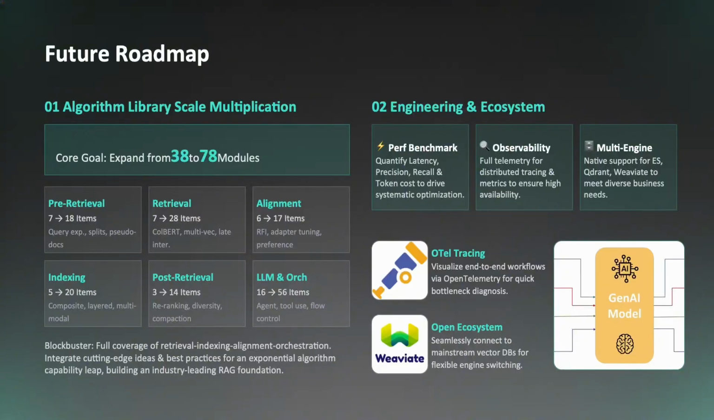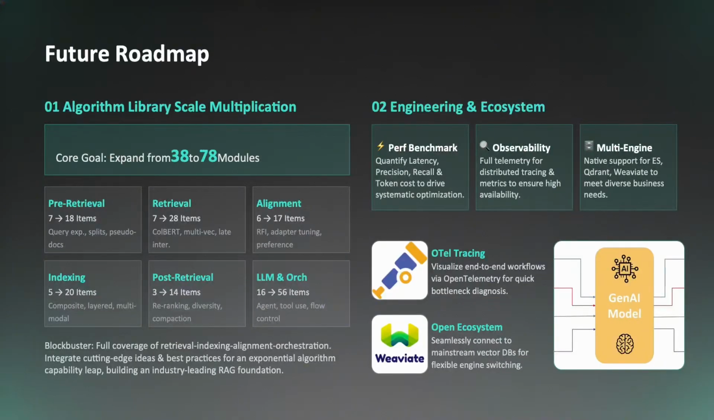LLM and orchestration, expand from 16 to 56 modules, adding intelligent agent tools, multi-step tool calling, and complex flow control. Second, engineering and ecosystem optimization. First, build standardized performance benchmark suites to quantify latency, precision, recall, and token consumption metrics, driving data-based iterative optimization.